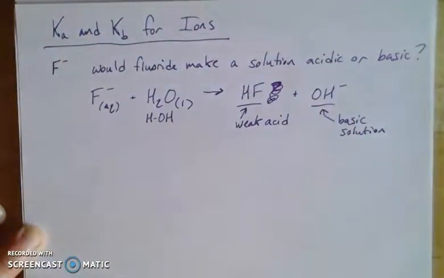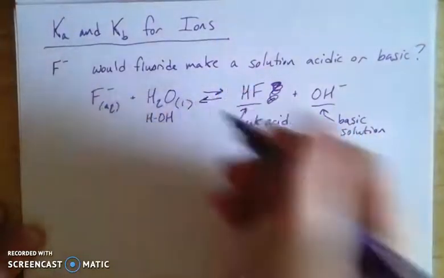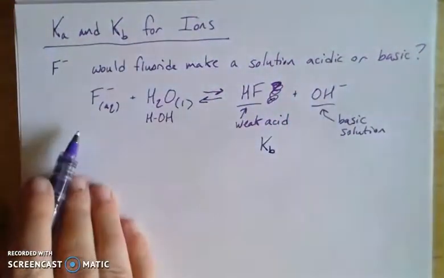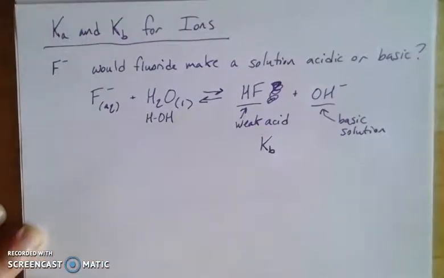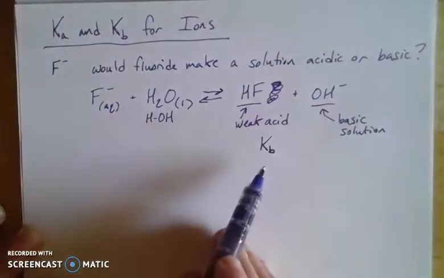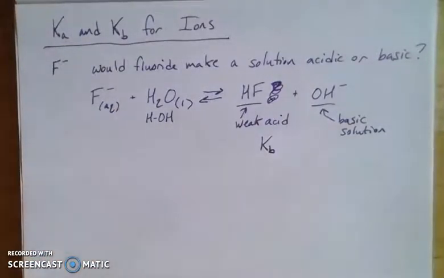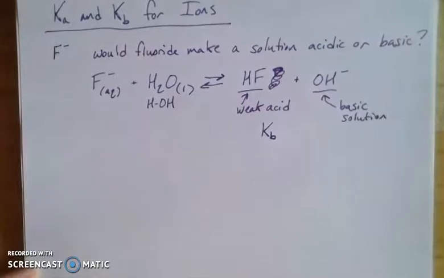If I have a basic solution, and I'm thinking about this in equilibrium, because this process is going to be going back and forth, there should be a Kb value that's associated with this particular equilibrium. But if I go to a textbook or the internet and look up the Kb value for fluoride, I find that it's really hard to find Ka and Kb values for ions. So instead of just having a table of these, we can actually figure out an easy way to calculate them. So let's talk about how we do that, just kind of quickly.